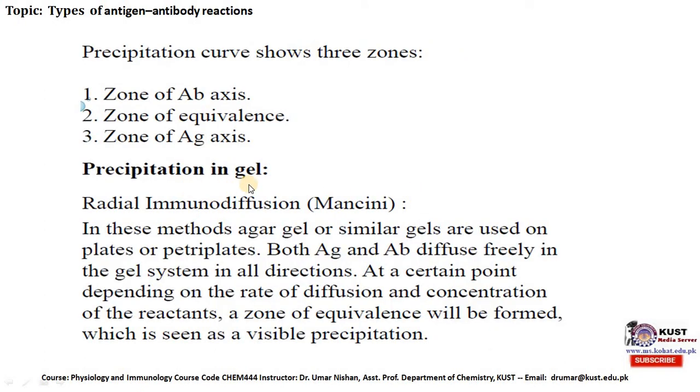So precipitation in gel: radial immunodiffusion, Mancini. In these methods, agar gel or similar gels are used on plates or petri plates. Both antigen and antibody diffuse freely in the gel system in all directions, and at a certain point, depending on the rate of diffusion and concentration of the reactants, a zone of equivalence will be formed, which is seen as a visible precipitation.